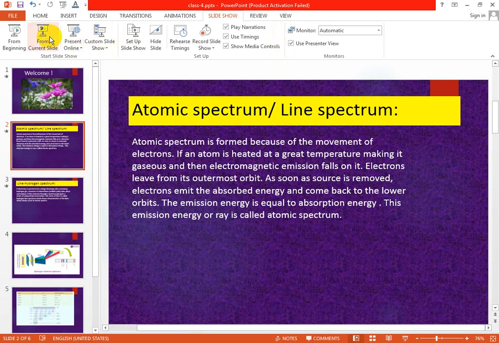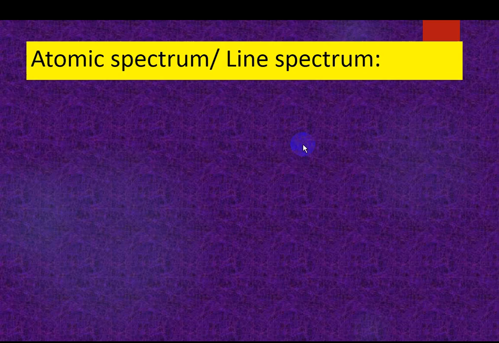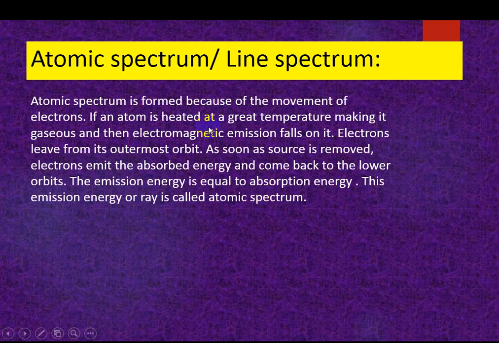So atomic spectrum is formed because of the movement of electrons. If an atom is heated to a great temperature, making it gaseous, then electromagnetic radiation falls on it. Electrons leave from the outermost orbit. As soon as the energy source is removed, the electron emits the absorbed energy and comes back to the lower orbits. The emission energy is equal to the absorption energy, and this emission energy or ray is called atomic spectrum.